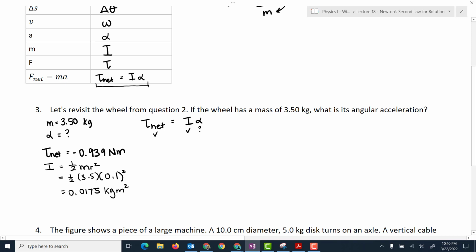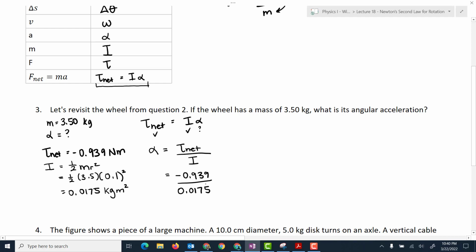Okay. So now we know the net torque. We know the moment of inertia. We're looking for the angular acceleration alpha. So let's rearrange our equation. Alpha equals net torque over moment of inertia. My net torque is negative 0.939 Newton meters. My moment of inertia is 0.0175 kilogram meter squared.